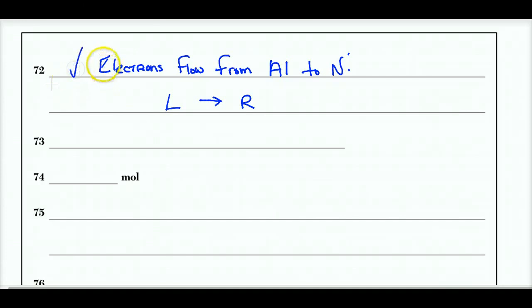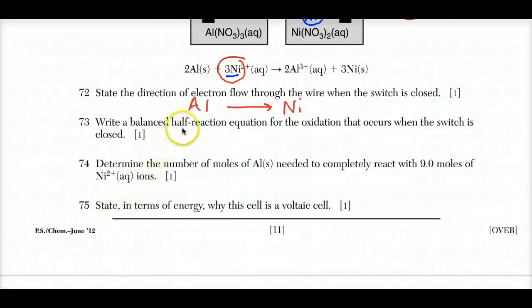I would like this to be the best answer, but I think they're accepting left to right as well. You cannot put nickel plus 2 here though. Okay, electrons go from electrode to electrode. Number 73. Write a balanced half reaction equation for the oxidation that occurs when the switch is closed.